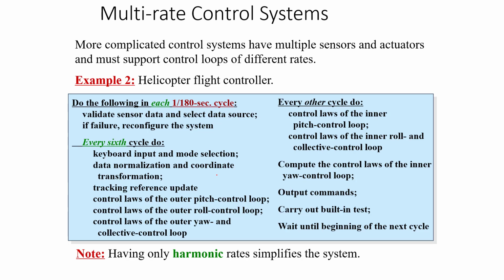We can have multi-rate control systems, in the sense that many complicated control systems will have multiple sensors and actuators, like a helicopter, for instance. So the helicopter would have different tasks with different periods. For example, every 1/180th second we can validate sensor data, right? And every sixth cycle we can do a bunch of things with control. Every other cycle we can do something else. So the key idea is that when you're looking at a very complicated system, we can have a bunch of periodic tasks with different periods for doing different things, as we can see in the case of a helicopter flight controller.